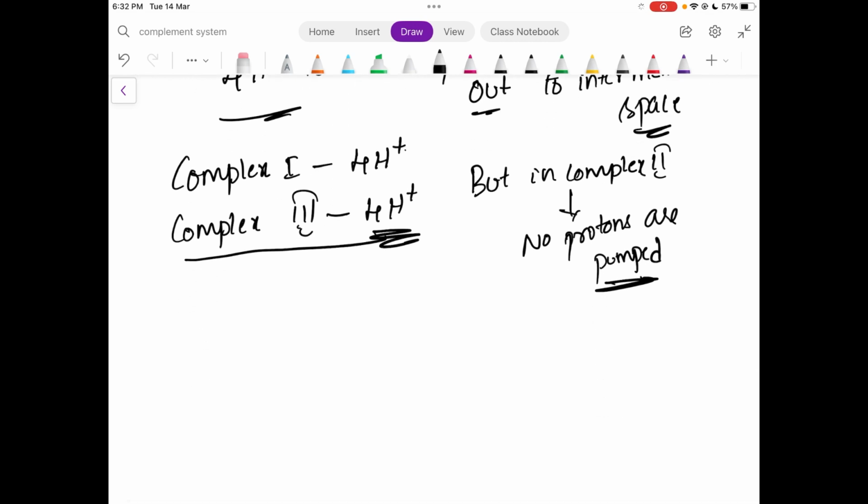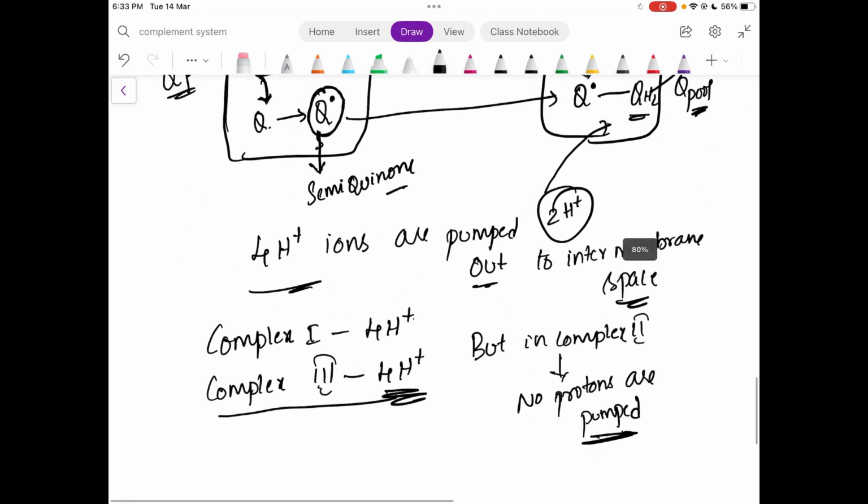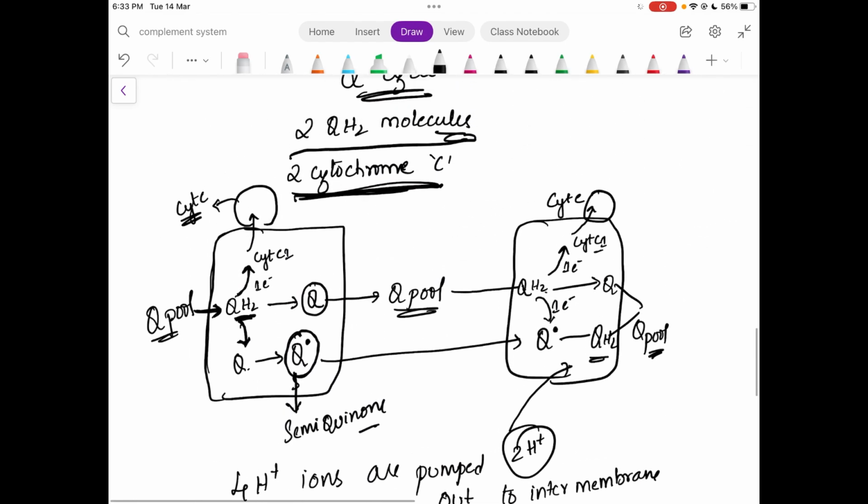So that means one less ATP will be synthesized whenever electrons are transferred from complex 2. If it starts from complex 1, you'll get extra ATP. Okay, extra ATP. We'll see in detail in the next part. Okay, this is about complex 3. I think you have understood the Q cycle.